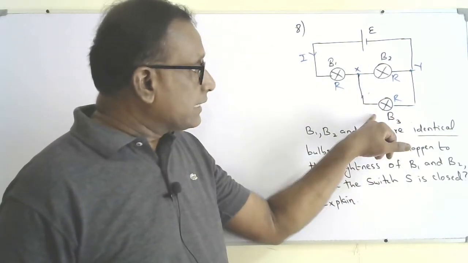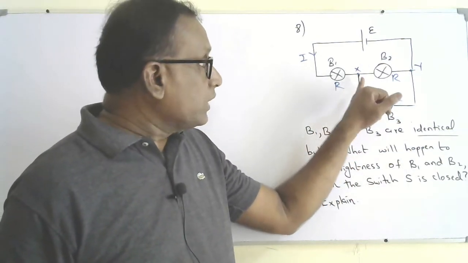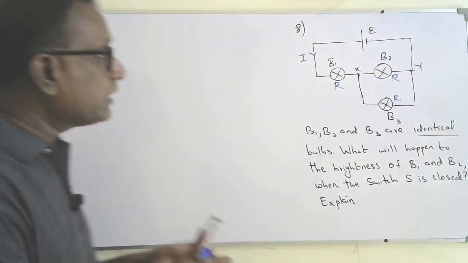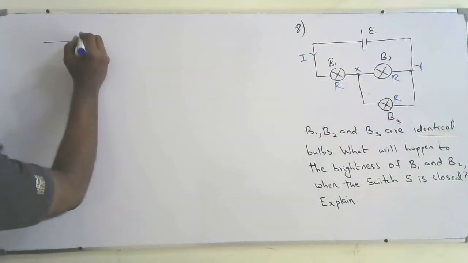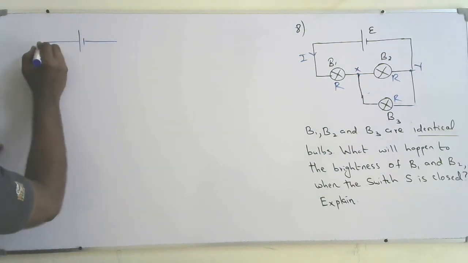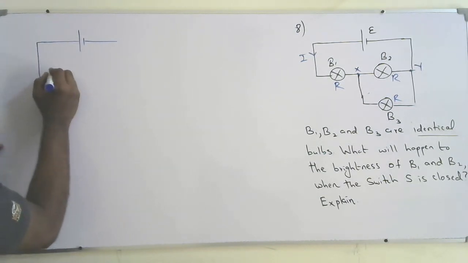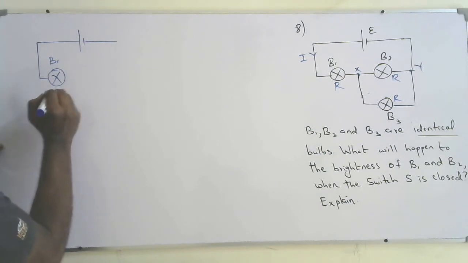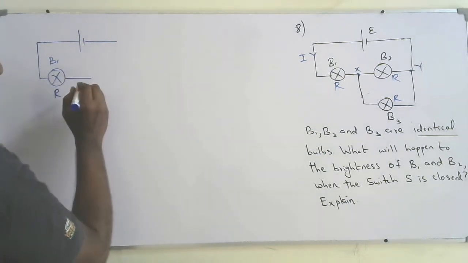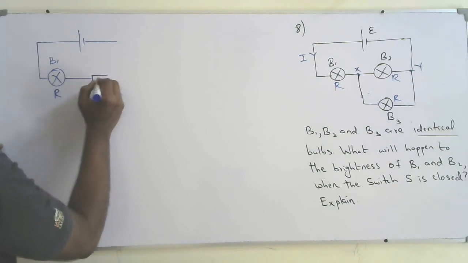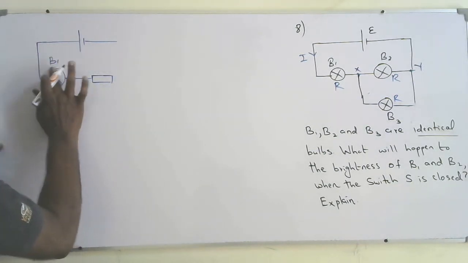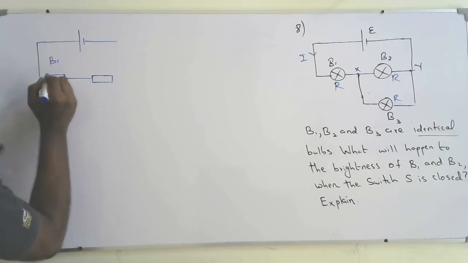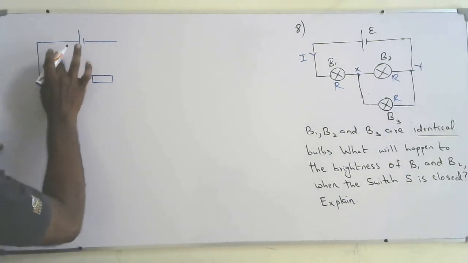So when they are connected, when the switch is closed, the equivalent resistance of B2 and B3 will become lower. So I can redraw this diagram like this, showing only the resistance. If I consider this is the bulb B1, that has resistance R. For B2 and B3 I draw only the resistance, and even for B1 I draw only the resistance. I told that I am not going to consider their function. So this resistance is R, which is the bulb B1.